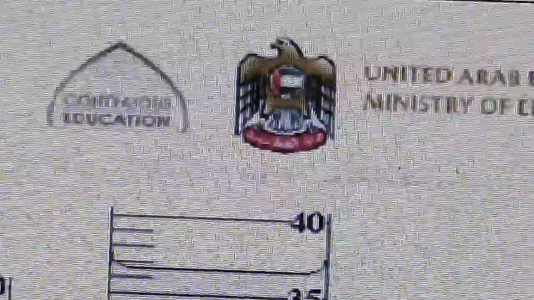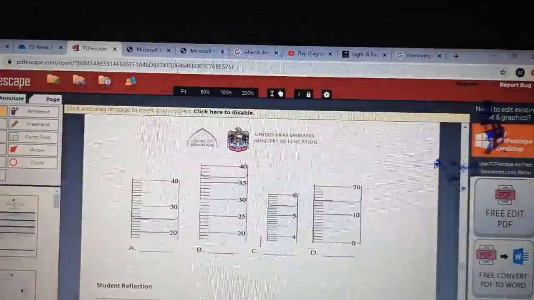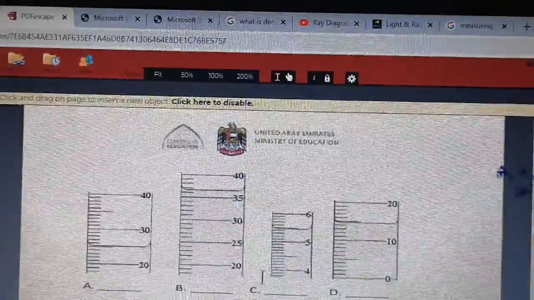So I've done B for you. You're going to do the same for the other three. Zoom out again. Here's an example there.